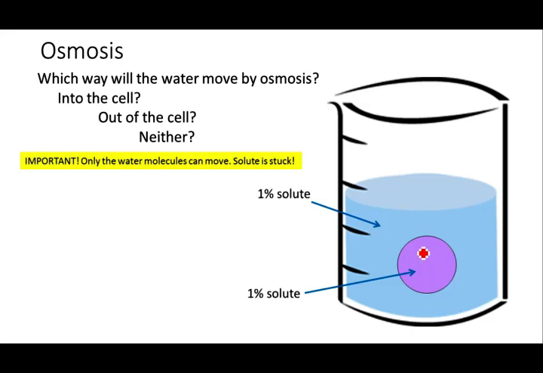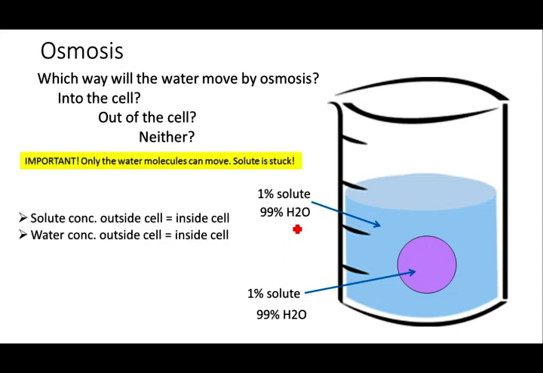All right, so let's look at a very basic example where we have a solute concentration of the solution surrounding the cell of 1% and the same inside the cell. So 1% for each of those is solute, and that would mean that 99% is water, right? So we're trying to answer this question: which way will the water move?